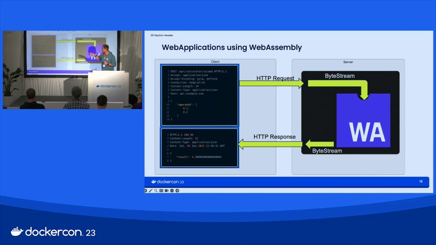And this is another illustration of how that works. We have the post request, it sends data, then we have the byte stream, goes into WebAssembly. From WebAssembly, we have another byte stream, goes back. Then you can see the result in your browser or in curl or whatever.